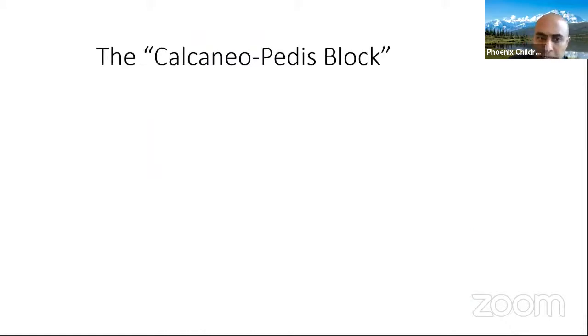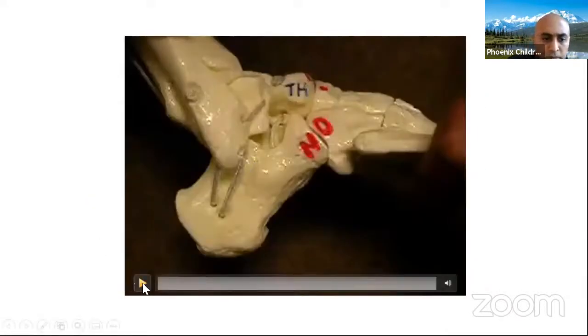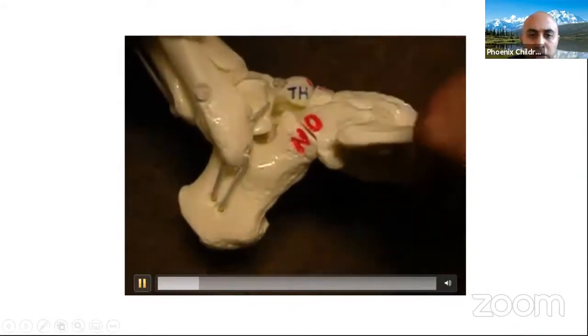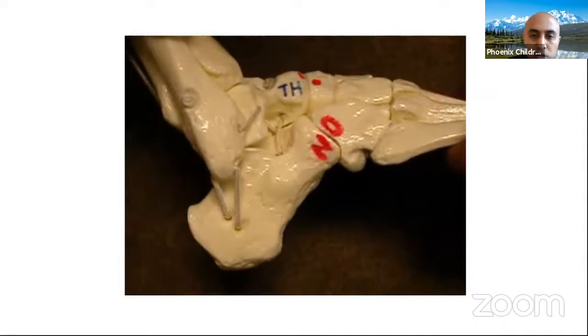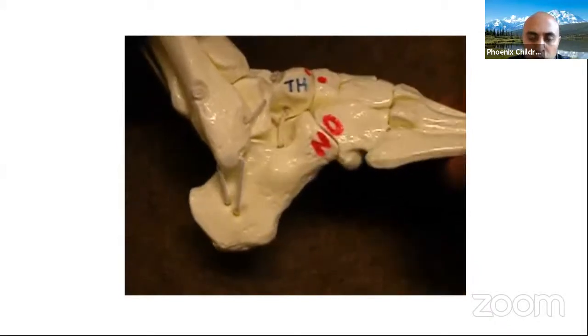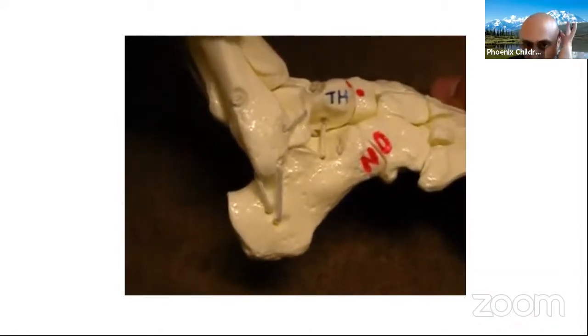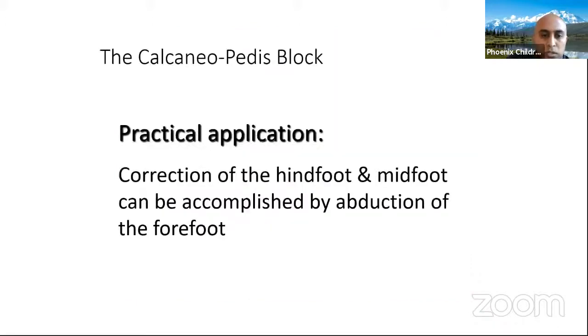Another important principle is called the calcaneopedal block. As you might have noticed here, the whole foot, including the calcaneum, moves under the talus. So you hold the talar head, where it's marked TH on this model, with your thumb, and the rest of the foot moves under it as shown. This is another important principle, because if you, for any reason, prevent the calcaneus from moving under the talus, like Hiram Kite did, then you will not get correction of the clubfoot deformity. So this is one of the important practical applications in this method.